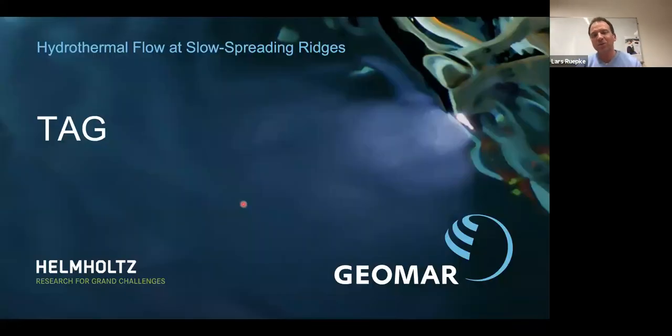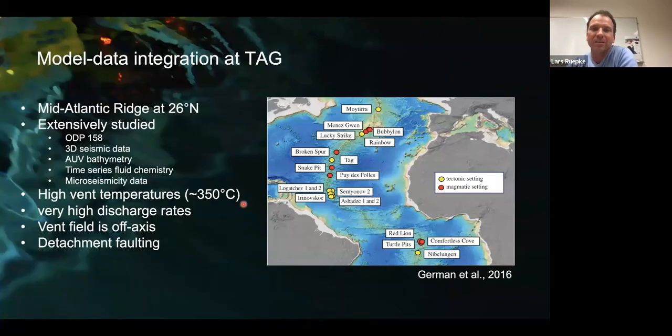Now, to finish, I want to show you another example of model-data integration, on the TAG hydrothermal field on slow spreading ridges, and how we can find flow solutions that may be able to explain some of the data we are seeing there. The TAG field is one of the type examples of a fault-controlled system. It's associated with detachment faulting, at least the segment is undergoing detachment faulting. And what's nice about TAG is that there's so much data. For such a system, this is probably the best studied of them.